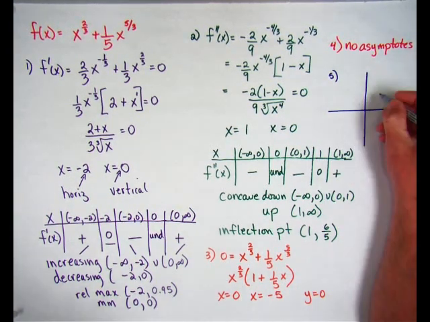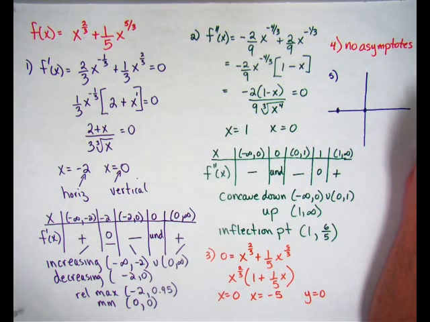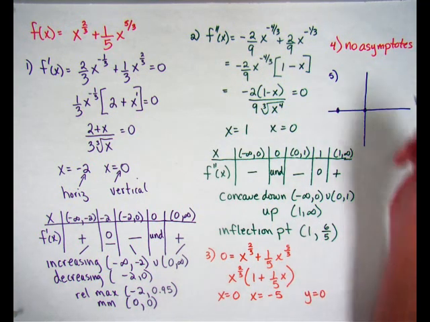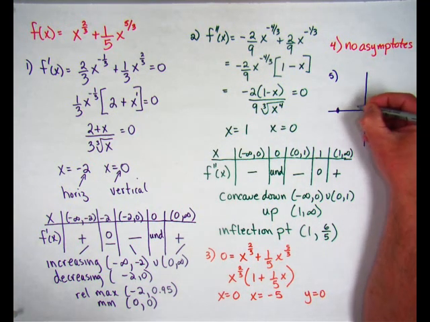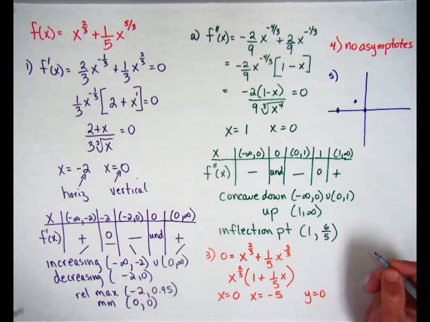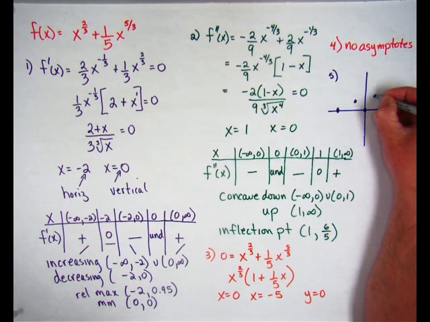We've got x-intercepts at 0 and -5. We have critical values. We have a min at 0, 0, and a max at -2 and almost 1. So -2 and up 1 is going to be a relative max. And there's an inflection point at 1, 6/5. So over 1 up about 6/5.